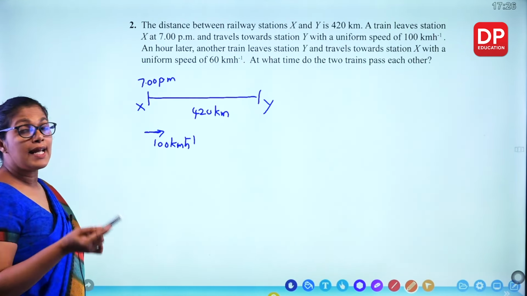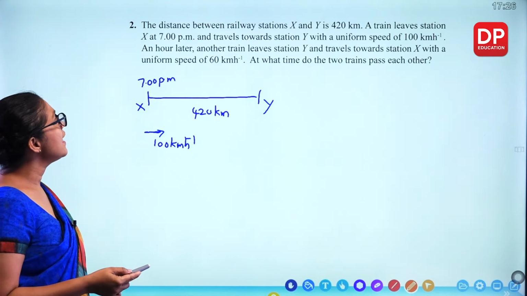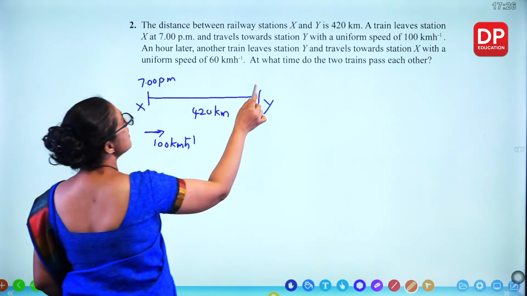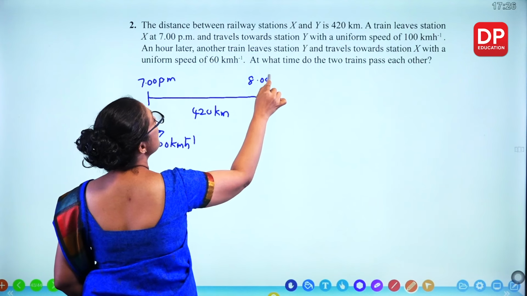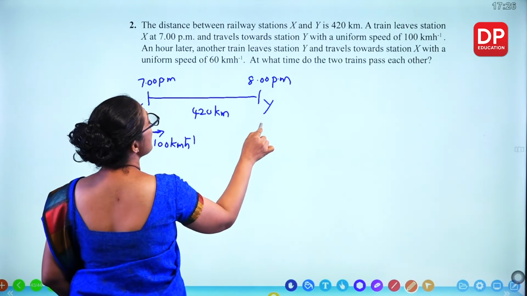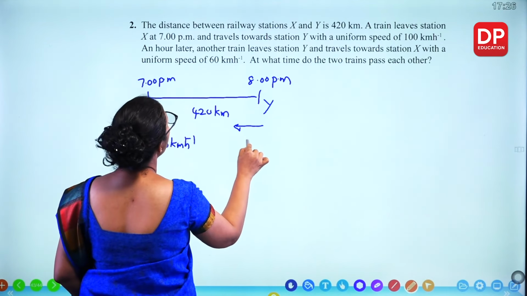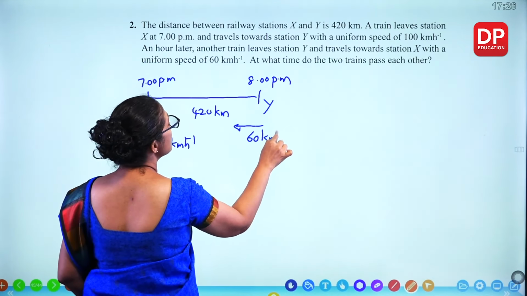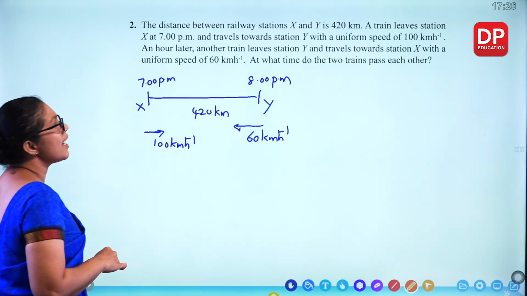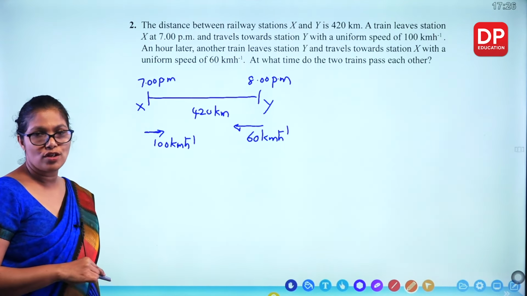Now an hour later, 8 p.m., this one starts and travels towards X with uniform speed 60 kilometers per hour. At what time do the two trains pass each other?